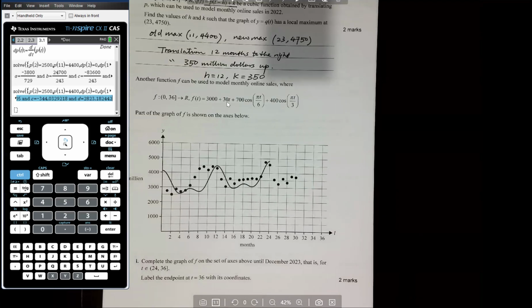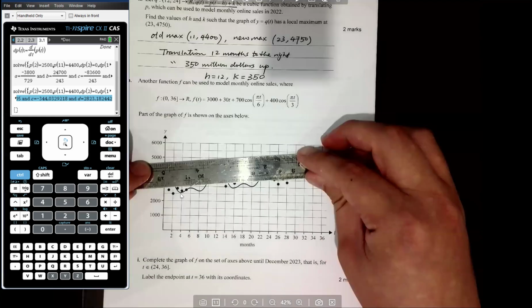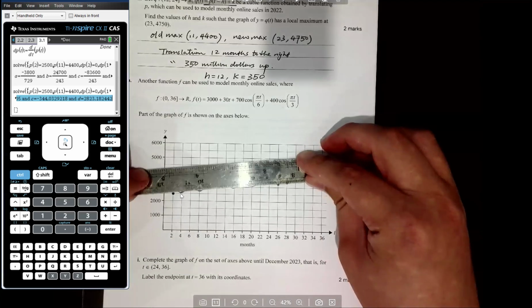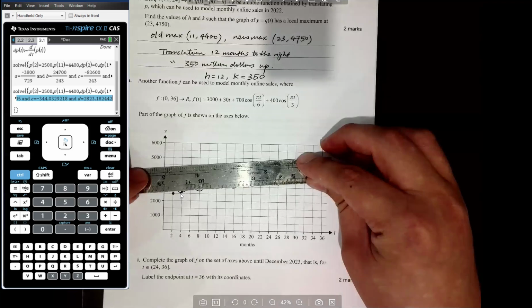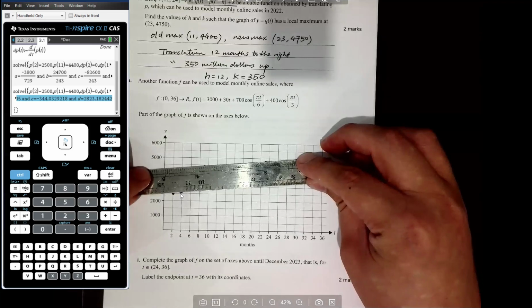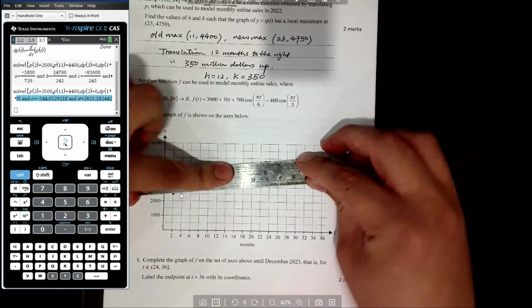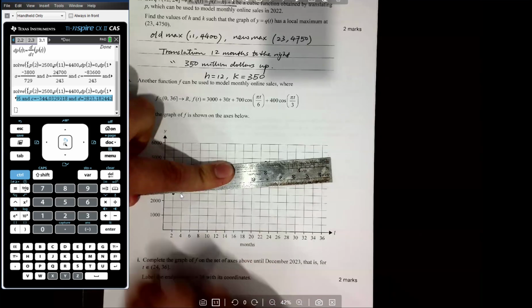So just be mindful, this bit is like a linear trend plus a circular function trend, okay? So there is a trend line. And if you use a ruler here, can you see my ruler here? This bit is actually showing you some trend line, and the turning points seem to touch the trend line, okay? But this is not required, to sketch the trend line itself. We want to complete the graph.